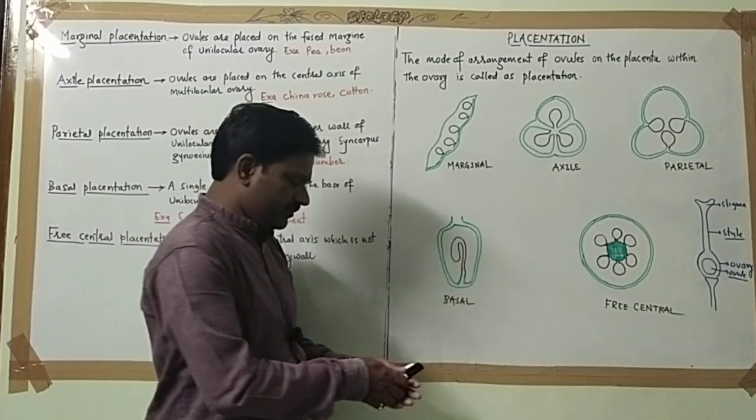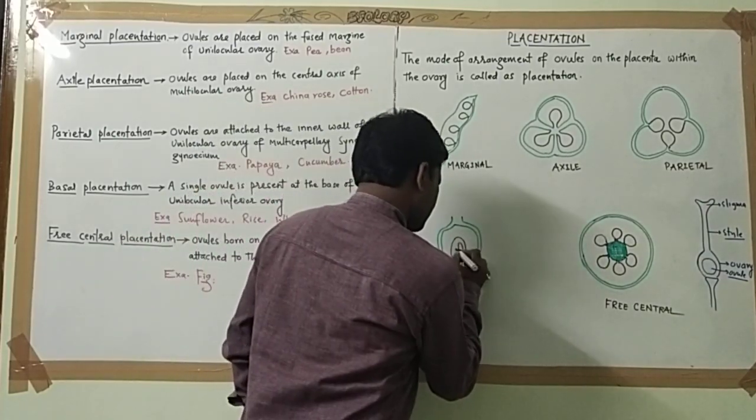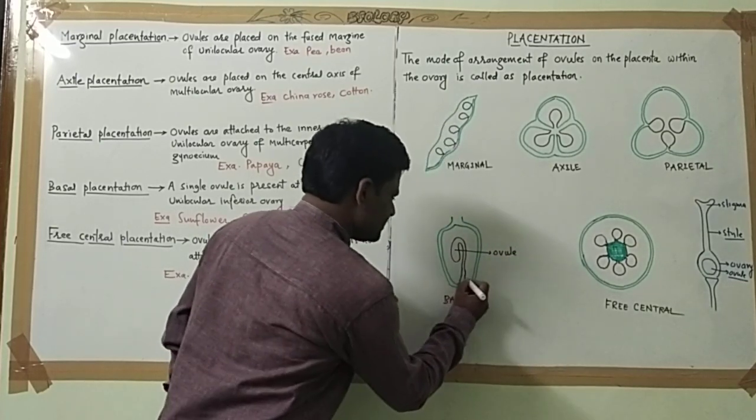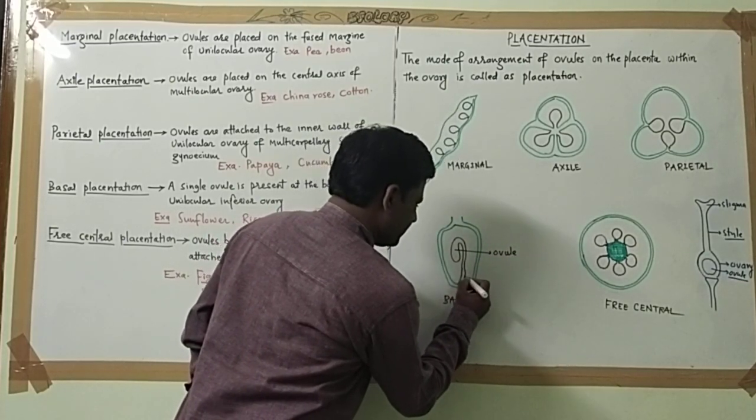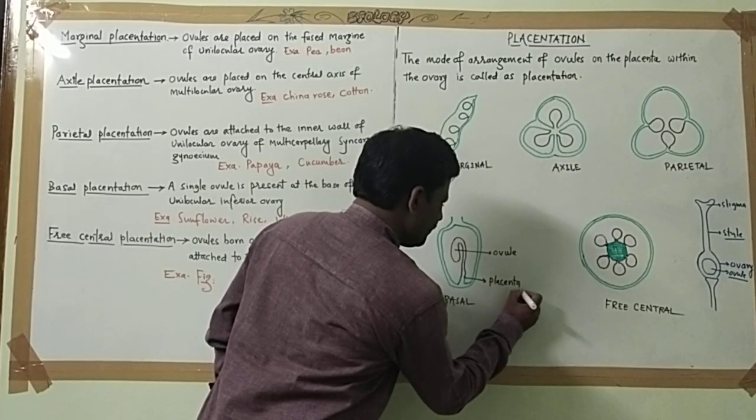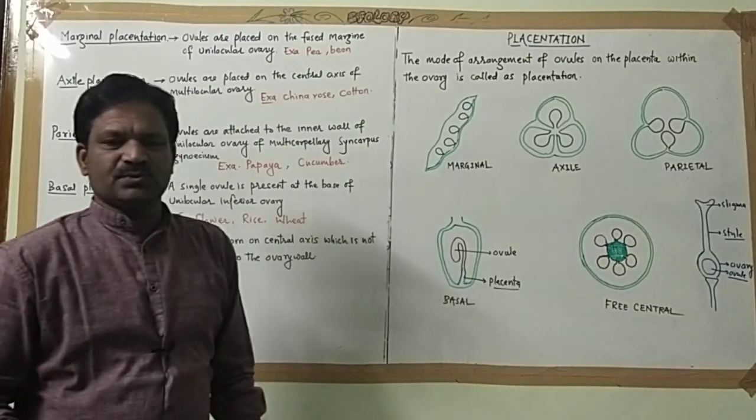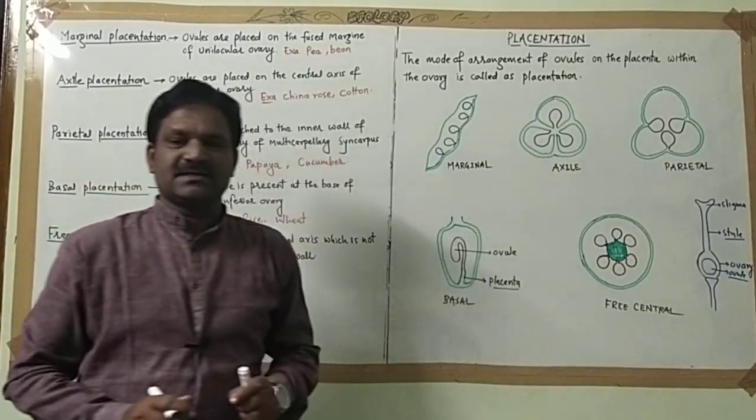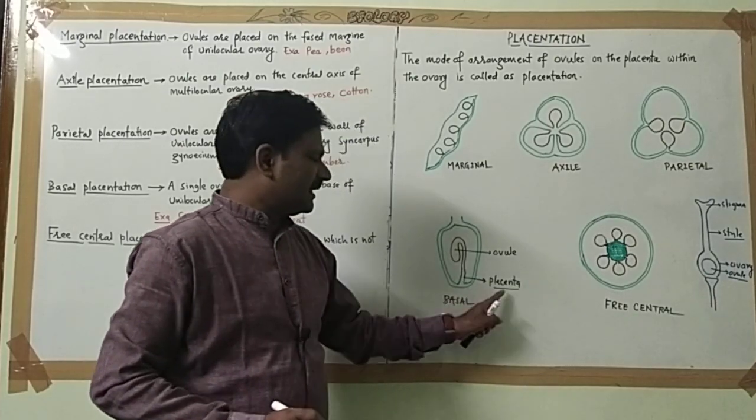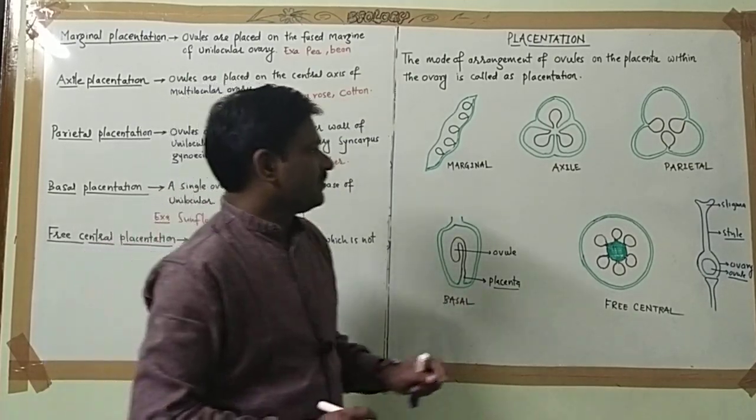This is the ovule, and this is the placenta. Each ovule is attached to the ovary with the help of the placenta. That is the connection between ovary and ovule. That is the placenta.